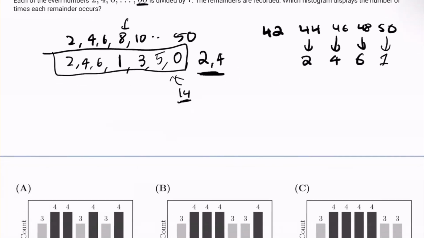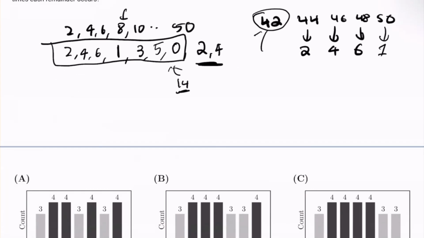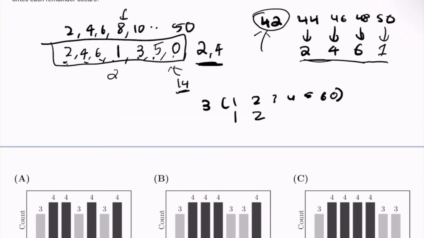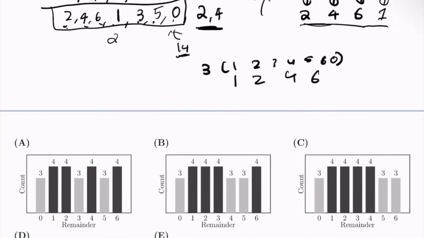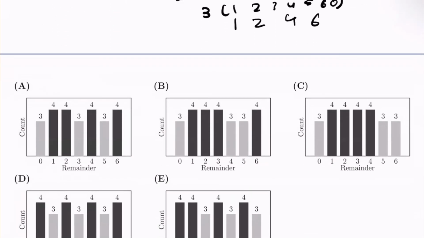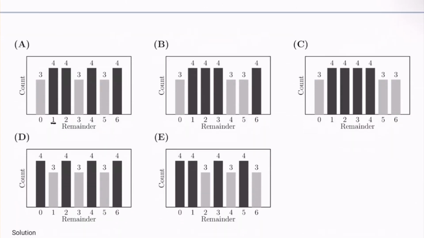So that means that since the closest multiple is 42, this pattern repeats 3 times. So there's going to be 3 times of 1, 2, 3, 4, 5, 6, and 0. But then there's going to be 1 more time each of 2, 4, 6, and 1. So we simply look for the histogram with 4 times 1, 2, 4, and 6. Everything else is 3. So A is going to be our answer.